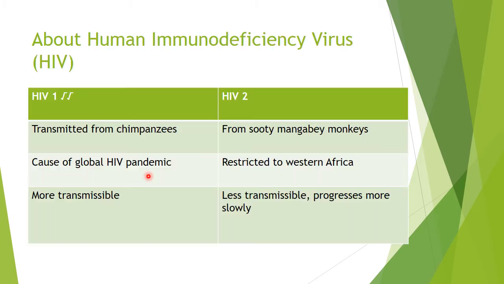So buckle up. So what are the differences between HIV1 and HIV2? Well, the one we are going to be talking about and the one that has caused the pandemic is HIV1. It originated from chimpanzees and it is more transmissible than HIV2. HIV2 is restricted to Western Africa, originated from sooty mangabey monkeys, and is less transmissible and progresses more slowly.